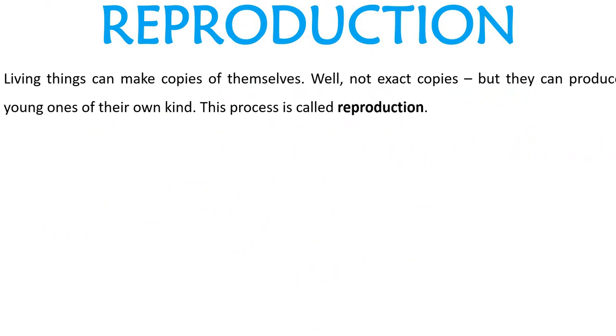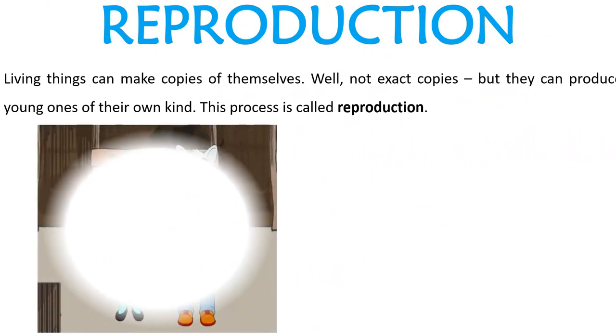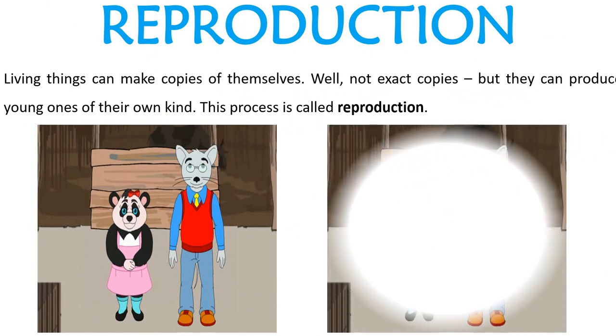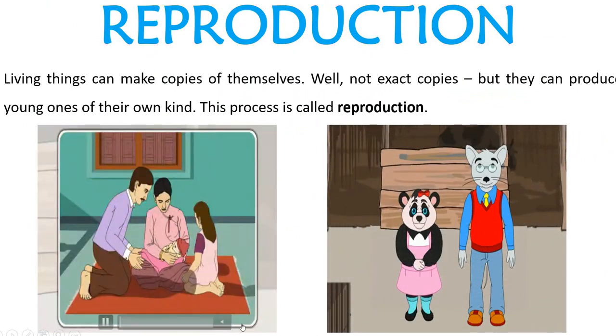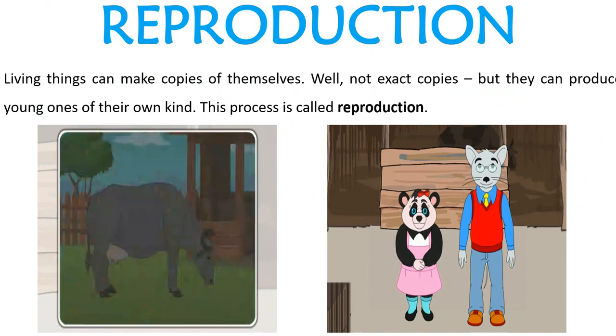That means man will give birth to a baby. Cat gives birth to a kitten. Dog gives birth to a puppy. This is called reproduction. See here, a mother gave birth to a child. So this is reproduction. Man can reproduce.